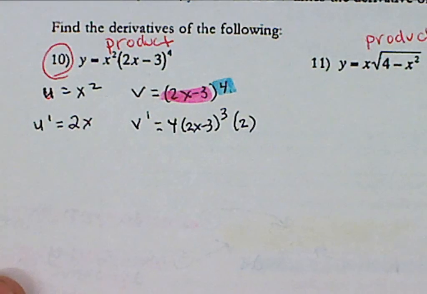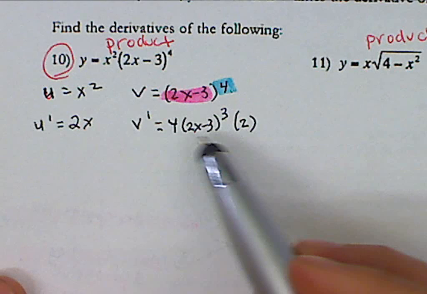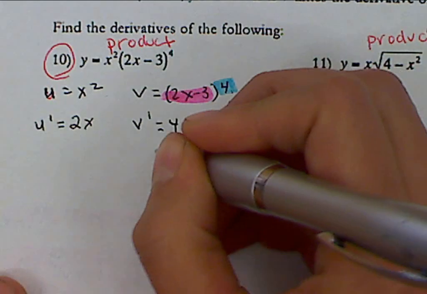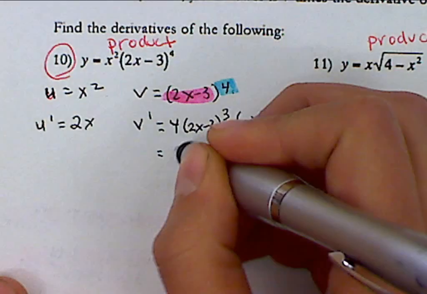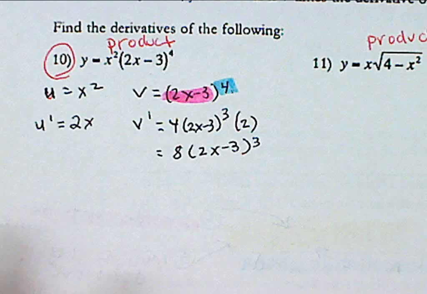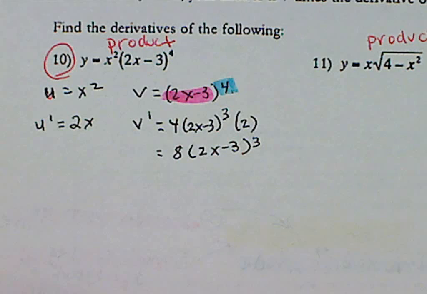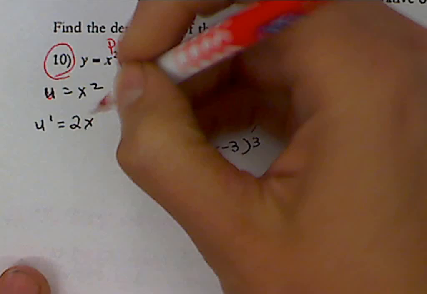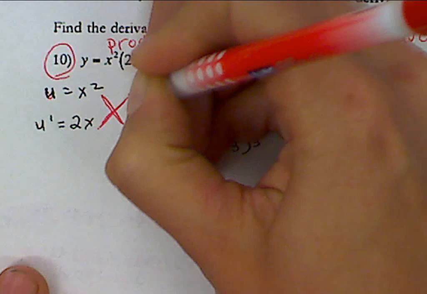So here is where I applied my chain rule, and I'm going to simplify this just a little bit. I'll rewrite this as 8 times (2x minus 3) cubed. So there's my v prime. Now that I've done those two things, I'm just going to do the product rule the same as always.